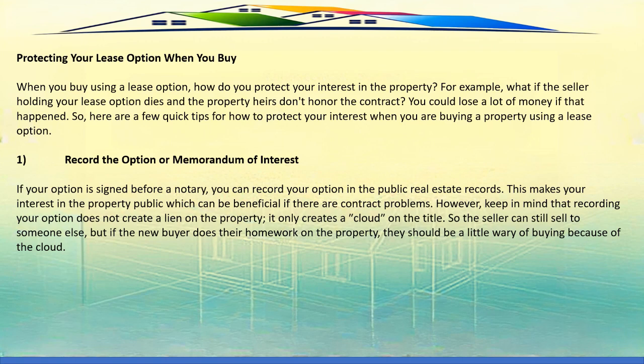So, here are a few quick tips for how to protect your interest when you are buying a property using a lease option. 1. Record the option or memorandum of interest. If your option is signed before a notary, you can record your option in the public real estate records. This makes your interest in the property public, which can be beneficial if there are contract problems. However, keep in mind that recording your option does not create a lien on the property, it only creates a cloud on the title. So the seller can still sell to someone else, but if the new buyer does their homework on the property, they should be a little wary of buying because of the cloud.